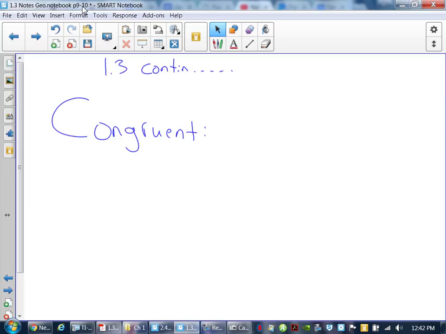We're going to talk about a term called congruent. We're going to talk about and define what it means to be congruent.